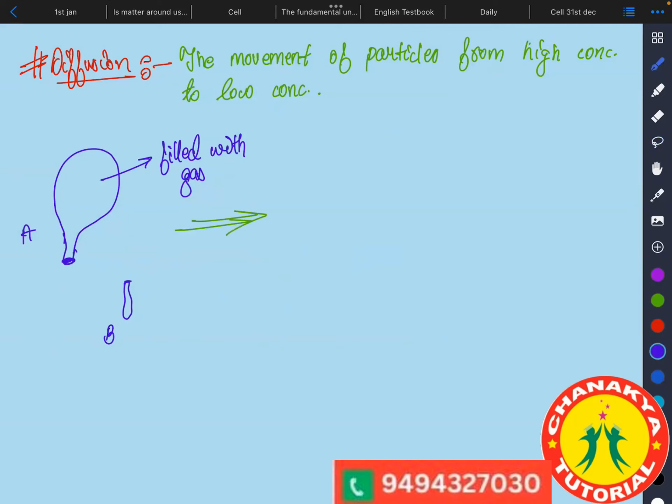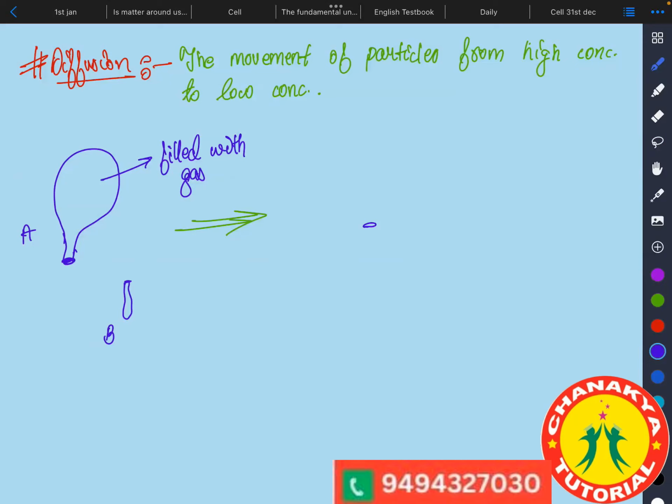Sir, is this applicable for energy transfer also? Yes, it is applicable for energy transfer, like conduction. It happens in conduction. Correct.